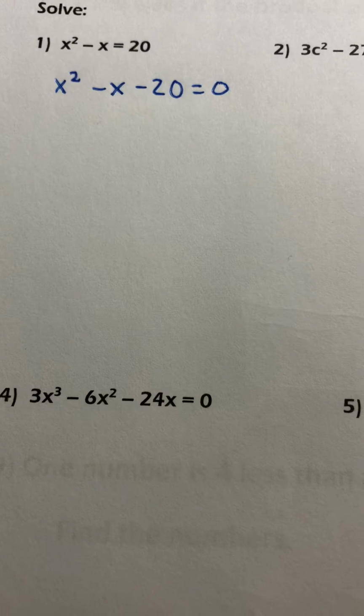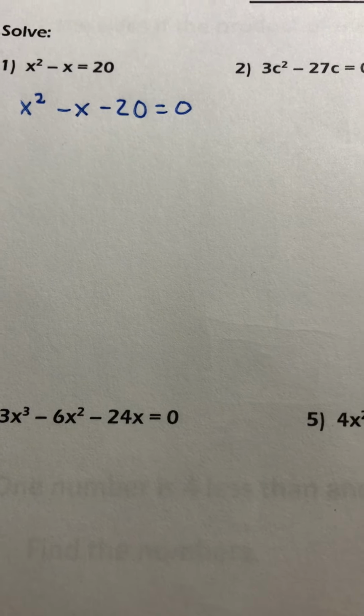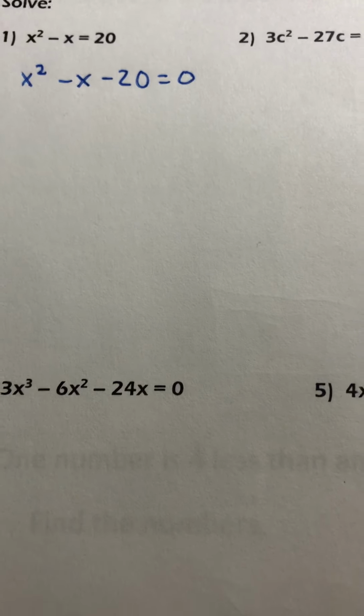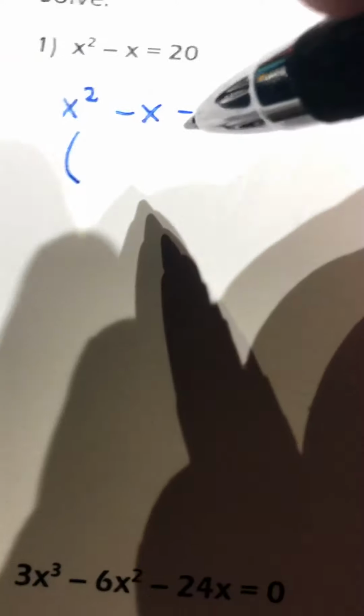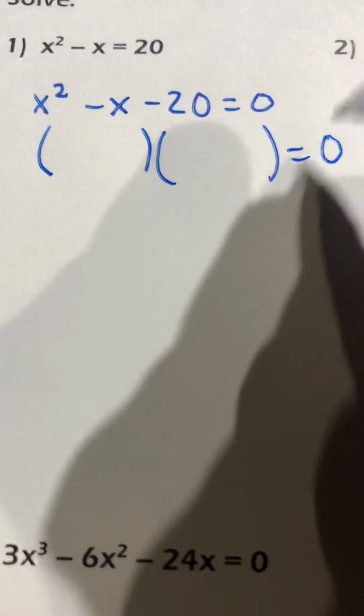The next thing we're going to do is take a look to see if there is a GCF. In this case, there is not, and there are 3 terms. We're going to use trinomial guess and check. So we're going to have 2 sets of parentheses. Going to factor our first term. So here we have x and x.